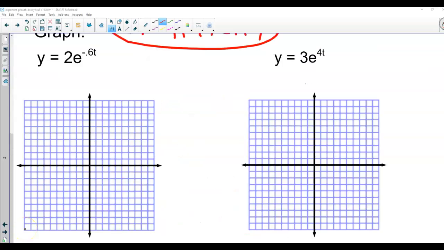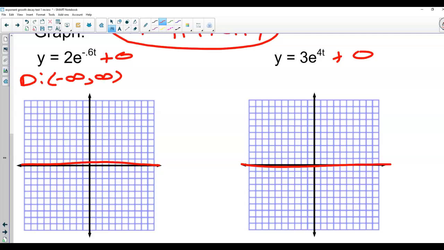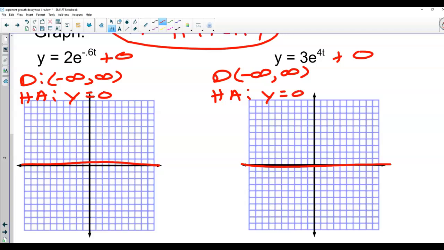What's my asymptote? Because there's no zero over here, the asymptote line is going to be y equals 0. Domain's going to be negative infinity to infinity. My horizontal asymptote is going to be y equals 0. Domain, I can put whatever I want in for x. My horizontal asymptote is going to be y equals 0.